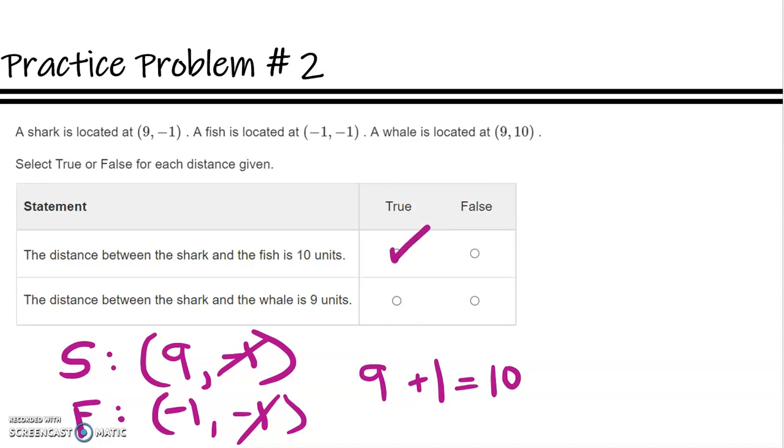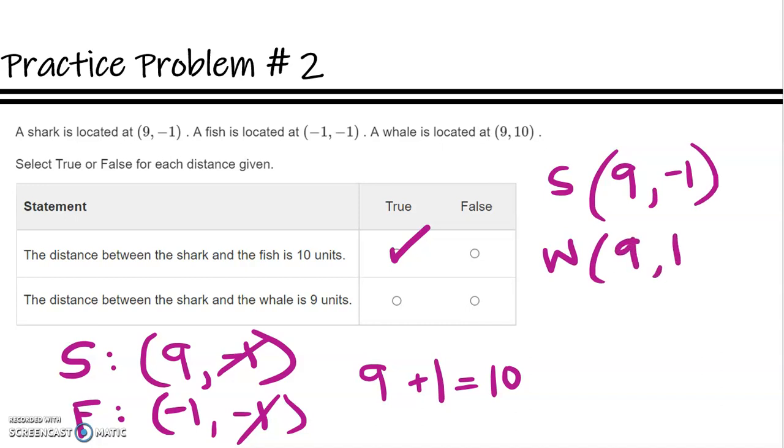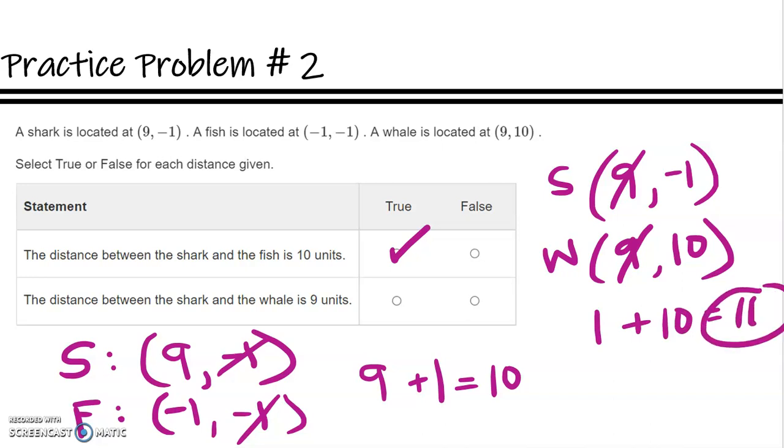The distance between the shark and whale is 9. Okay, their x values this time are the same, so I'm looking at this, and they are in different quadrants because one is negative, one is positive. I need to add their absolute values. That would be 1, that would be 10. They are actually 11 units away from each other, so they are not 9. That is a false statement.